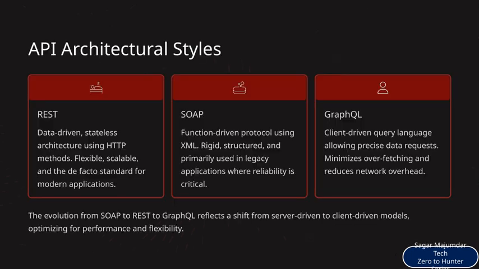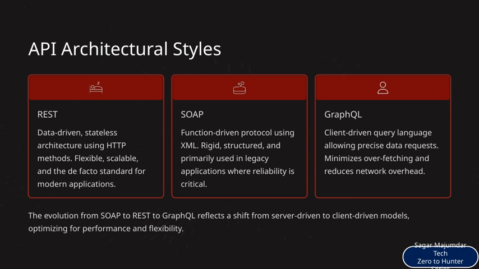Let's take a closer look at some of the key API architectural styles that shape how we build and connect modern applications. First, we have REST. REST is all about data-driven, stateless architecture, which means each request from the client to the server is independent and contains all the information needed to process it. It uses standard HTTP methods, making it incredibly flexible and scalable. That's why REST has become the de facto standard for most modern web applications.